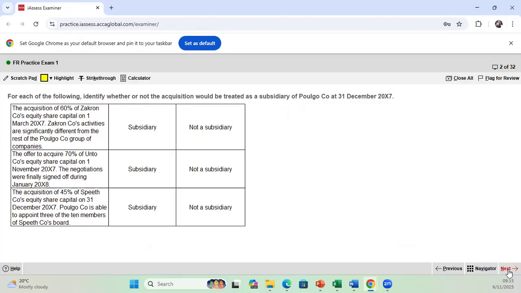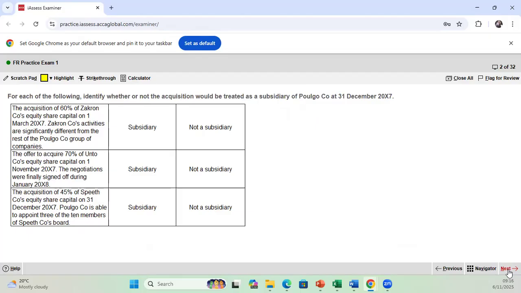For the following, identify whether or not the acquisition would be treated as a subsidiary of P company at 31 December 20x7. So what's the criteria for recognizing a subsidiary? A subsidiary is a firm where we have controlling interest. Of course, in a subsidiary, we have control.